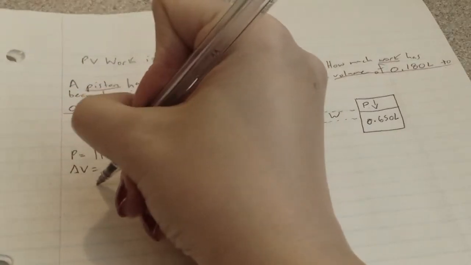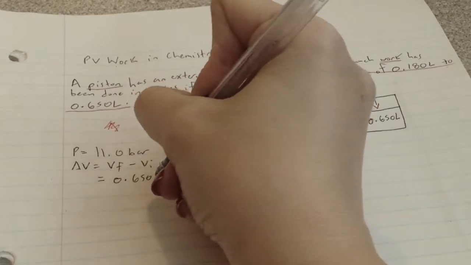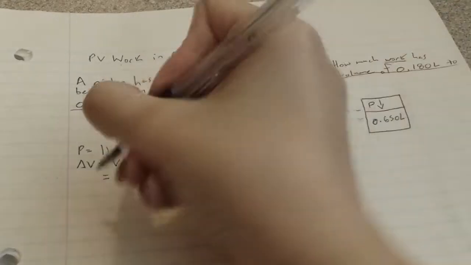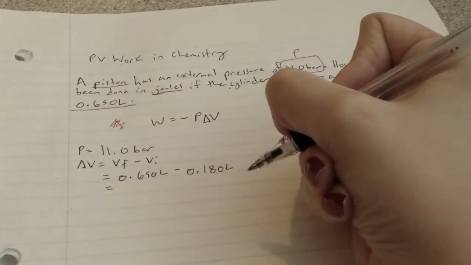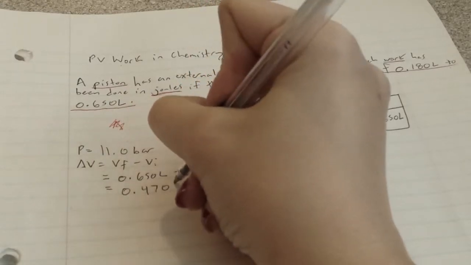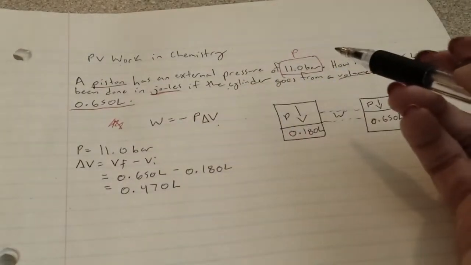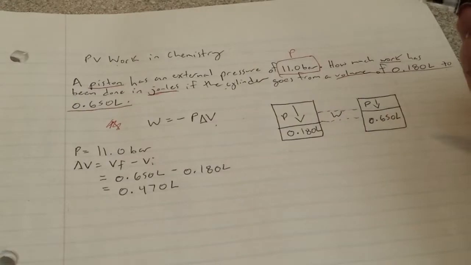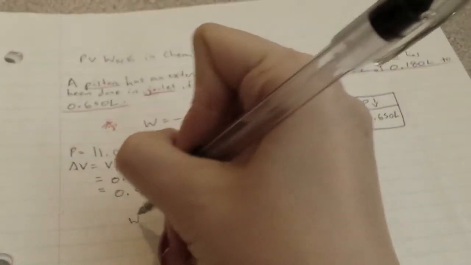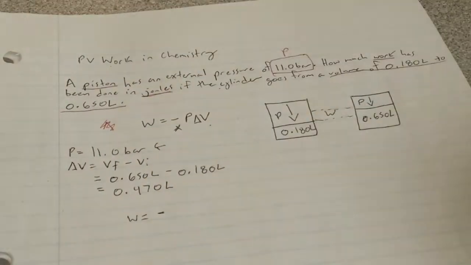So that change is what we're seeing by doing our final minus our initial, just because it increased. If we plug in our values, we'll have 0.650 liters minus 0.180 liters. If you calculate that, which I'm not going to do here, I'm going to write down the answer of 0.470 liters. So that's our change that's going to be put into this part of the equation. Since we already have pressure, we're able to just plug it in. Also, this negative sign does stay. It is important, so we have to make sure it's there.